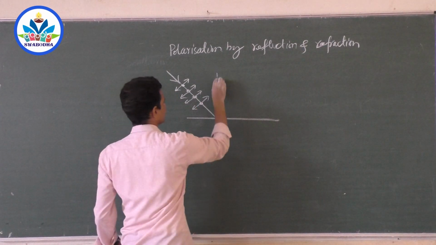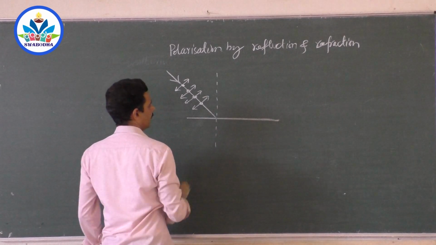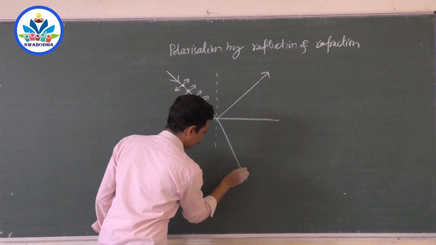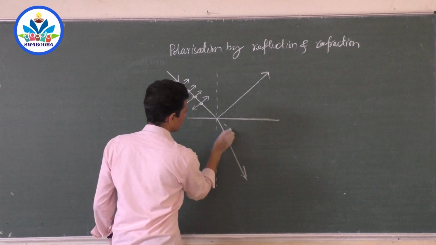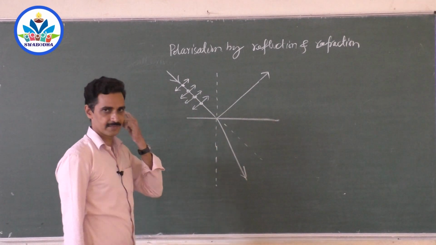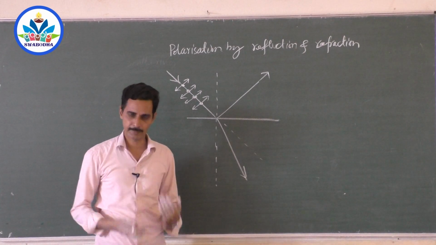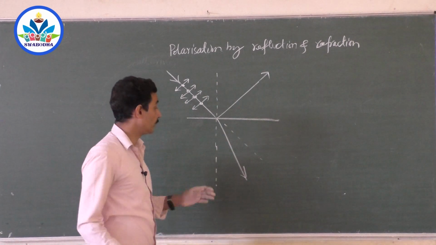Let it be incident at some angle. A part of the light gets reflected. A part of the light gets refracted. And this is the original direction. You know all these things. So when a ray of light is incident on any surface, a part of it gets reflected, a part of it gets refracted. Now both are polarized light.